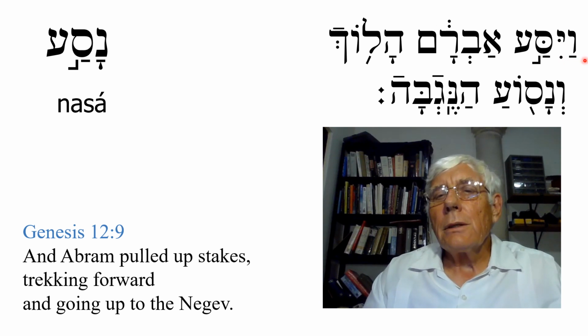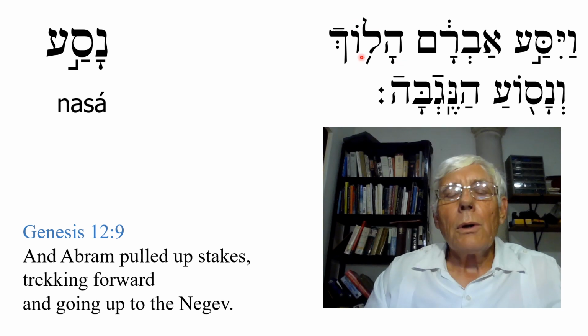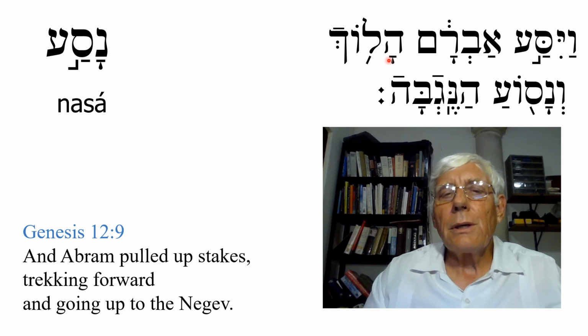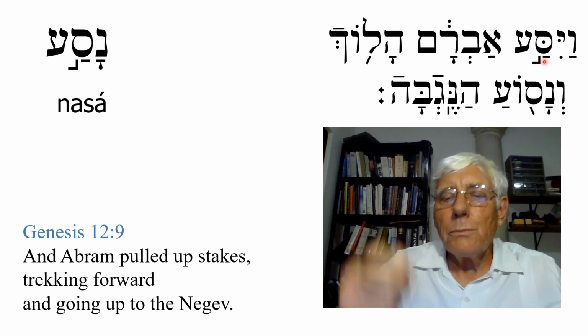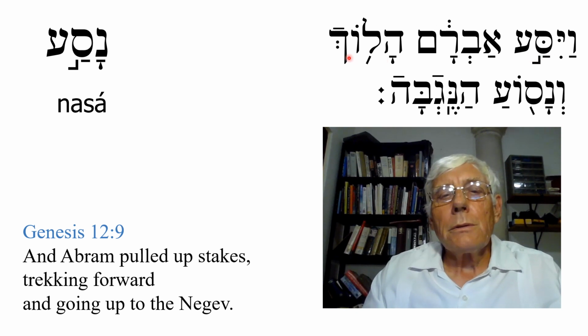Vayisa, okay, and he got up, he pulled up stakes. Avram, holech, and walking, trekking. I use the word trekking. It's simply walking, but trekking sounds a little bit more of a journey. Nasoa, and he was going up. Now, you can put this into a single event here. Vayisa, in other words, boom, he got up to leave this spot between Bethel and Ai. But this is a constant action here. This is halokh, and nasoa.